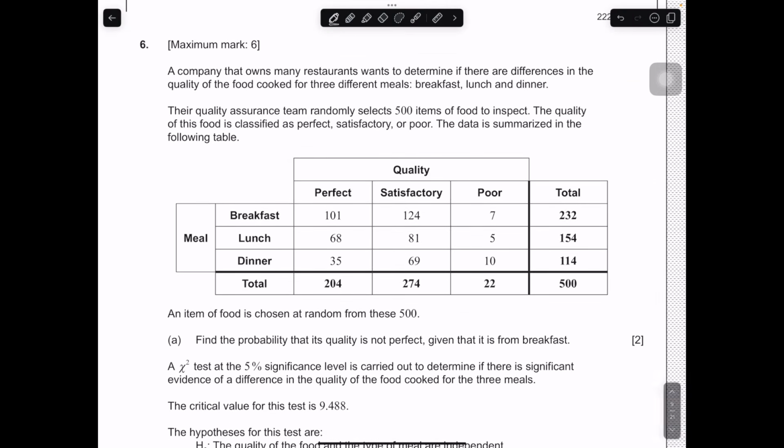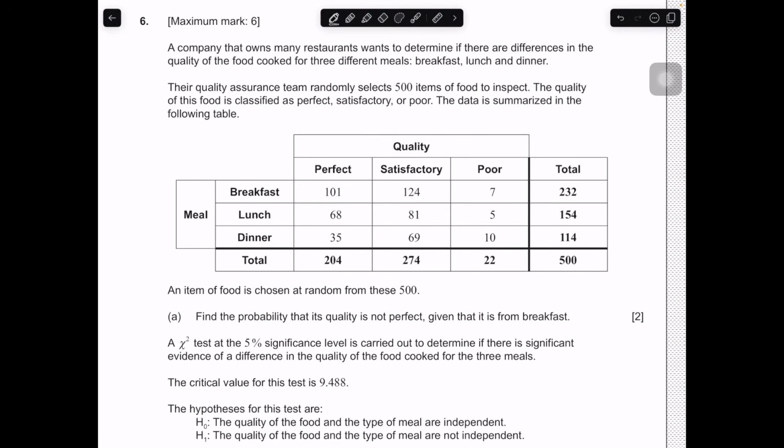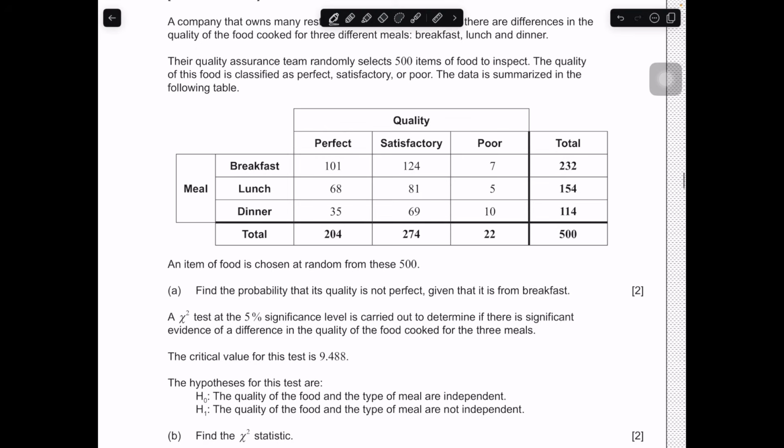Okay, question 6. A company that owns many restaurants wants to determine if there are differences in the quality of the food cooked for 3 different meals: breakfast, lunch, and dinner. Their quality assurance team randomly selects 500 items of food to inspect. The quality of this food is classified as perfect, satisfactory, or poor. The data is summarized in the following table. So here we have the meals for breakfast, lunch, dinner, and then we have the different ratings, of course, as perfect, satisfactory, or poor. And then we have the totals along here.